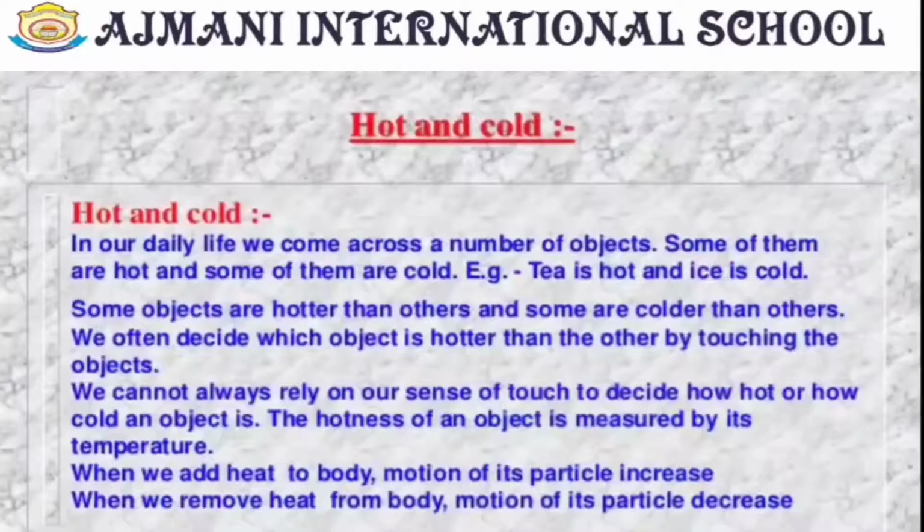We all know that the objects in our surroundings can be warm, hot, cool or cold. This totally depends on the amount of heat they contain. We can identify an object as hot or cold simply by touching it. However, we cannot tell exactly how hot or how cold an object is unless we measure it.